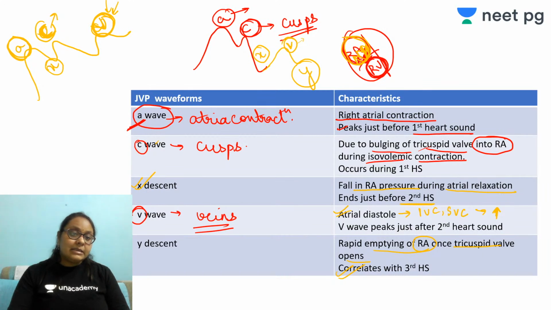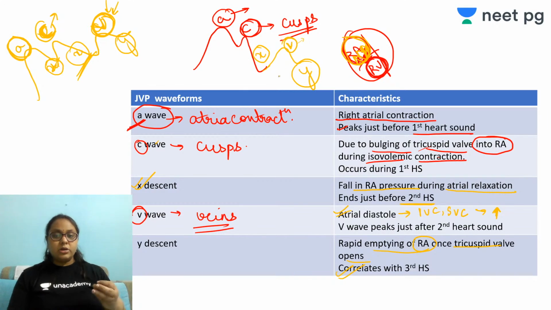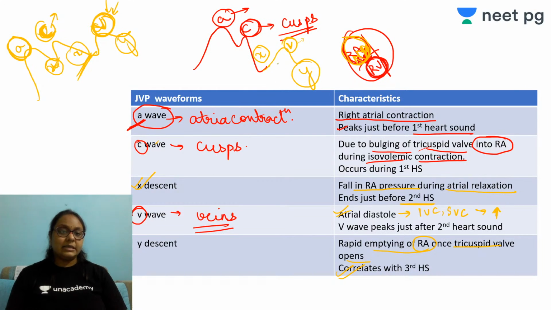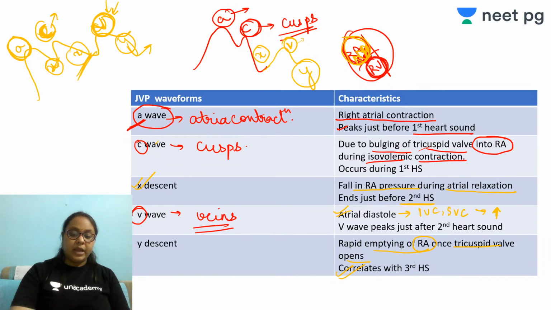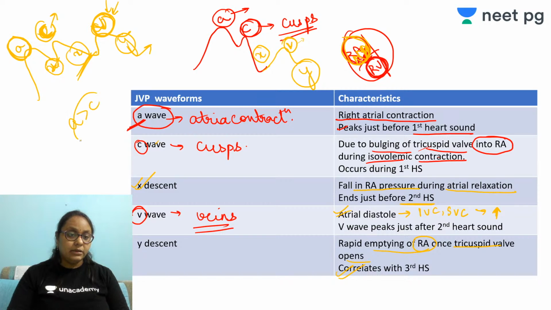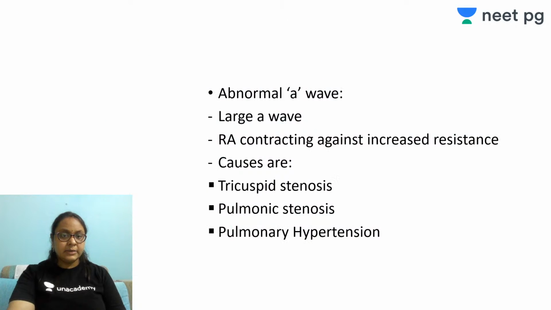Then two descents, that is the X and the Y descent, ठीक है. X descent is because of the atrial relaxation, and Y descent is because of the emptying of the right atria. So these are the characteristic JVP waveforms. Is it clear? And always remember, whenever we are seeing the A wave, the A wave is more than the C wave. It is taller than the C wave. Is it clear? Any doubts in this? Okay.